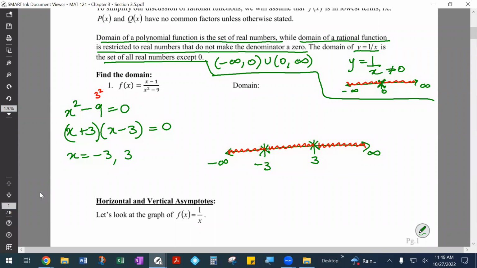Wouldn't it be 3 of them? Yeah, because you have 3 sections. You would do -infinity to -3 with no bracket, and then -3 to 3, no brackets again, then 3 to +infinity, no brackets. Very nice.